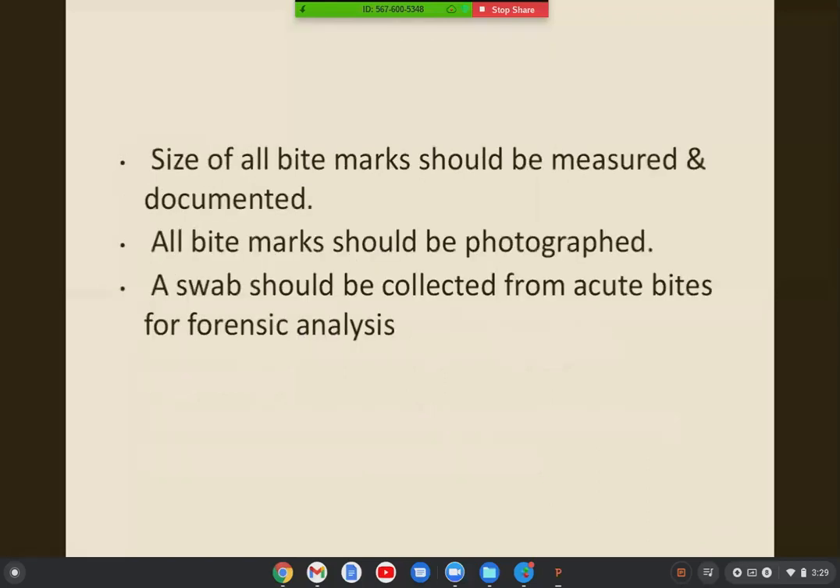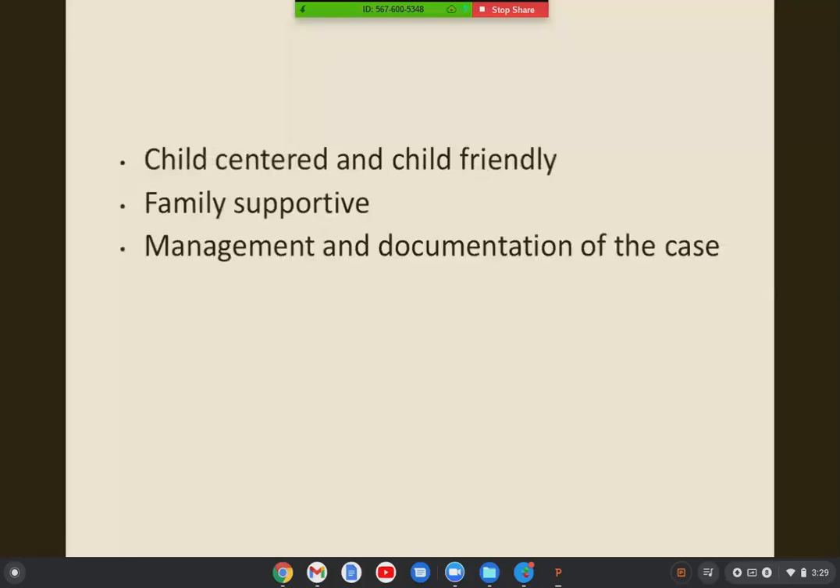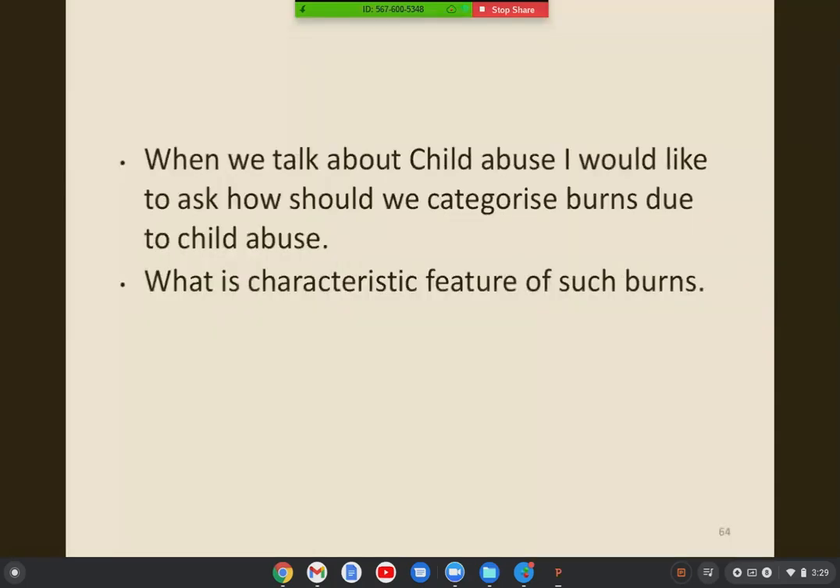The size of all bite marks should be measured and documented. All bite marks should be photographed. A swab should be collected from acute bites for forensic analysis. Now, how should we respond and manage these? Our response should be child-centered and child-friendly. It should be family supportive. And our management should be symptomatic and documentation of the case should be robust.